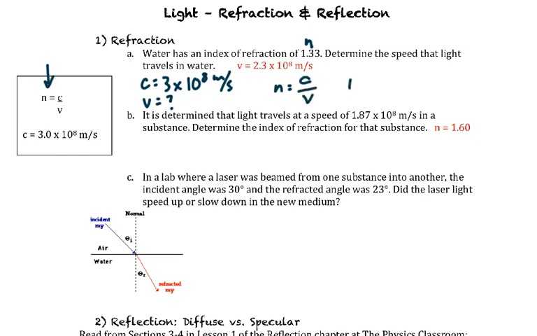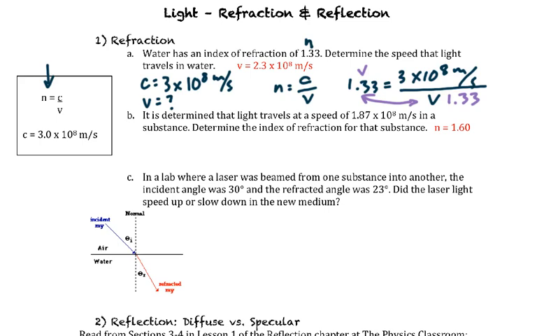We're going to do 1.33 equals 3 times 10 to the 8th over an unknown v. Remember, when you're looking for the bottom, you can switch places with the answer. So v will equal 3 times 10 to the 8th divided by 1.33, and that will get you the answer of 2.3 times 10 to the 8th meters per second.